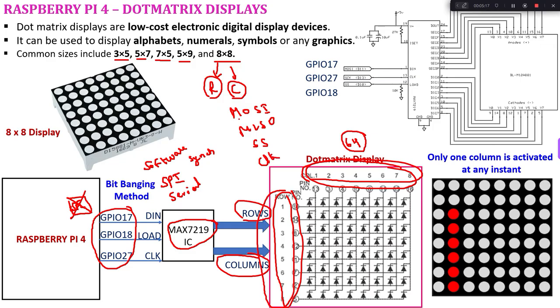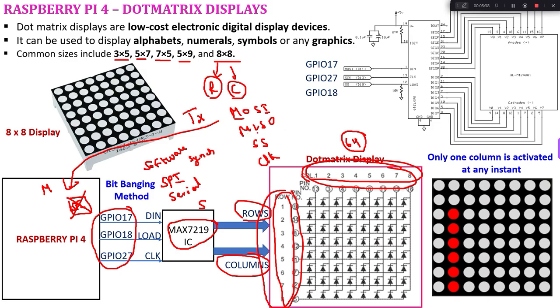So MOSI stands for master output slave input. Who is the master? The Raspberry Pi is your master. The MAX7219 IC is your slave. So for the master it is output, and for the slave it is input. So it is something like a transmitter line, right? So a transmitter line from your Raspberry Pi.